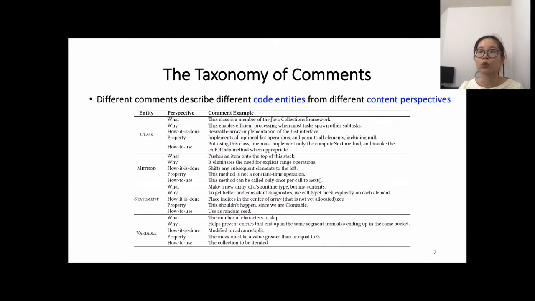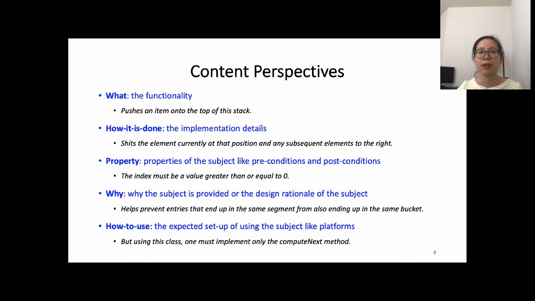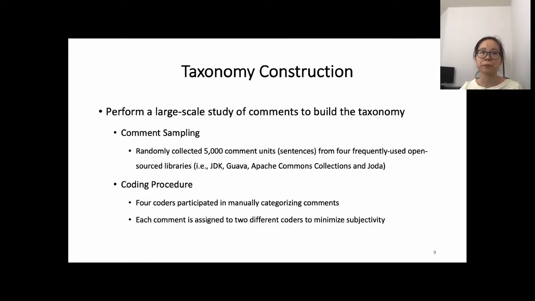We have two dimensions, the code entities and the content perspectives. The code entity here means elements like classes and methods. The perspective here means the rationale, implementation, functionality, etc. Please read our paper for the details of these categories. In order to construct such a taxonomy, we perform a large-scale study of comments. Please read our paper for the details of this process.